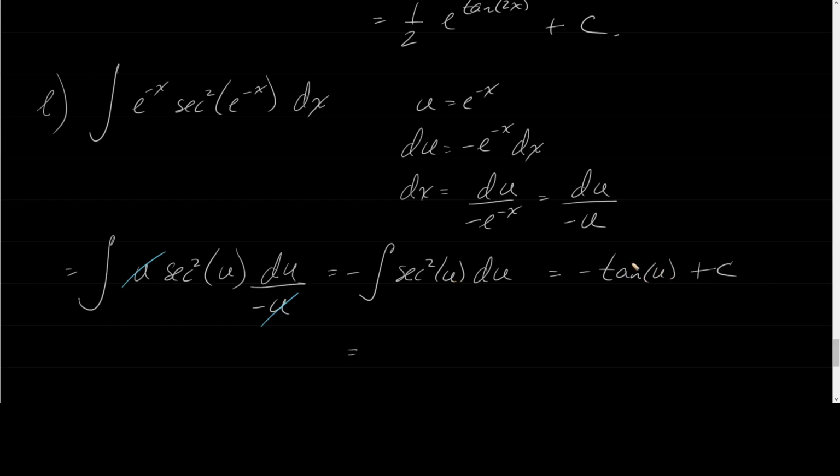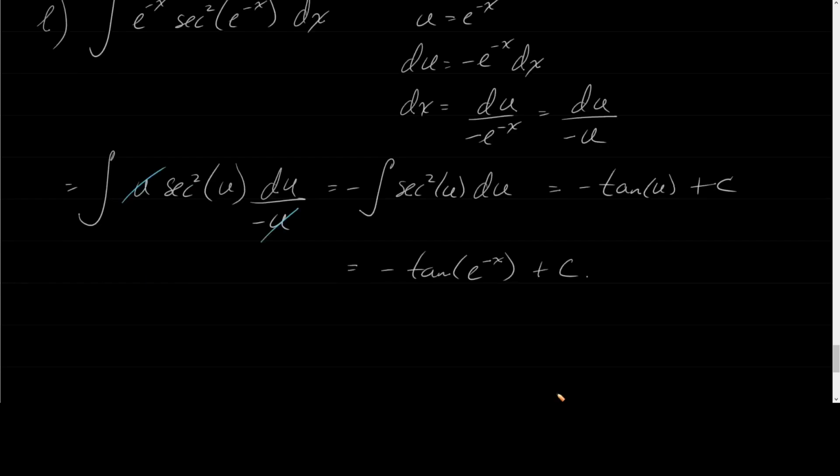And at that point, u was e to the negative x, so we have negative tangent of e to the negative x plus c. Alright, and there we go. So that was L. M.